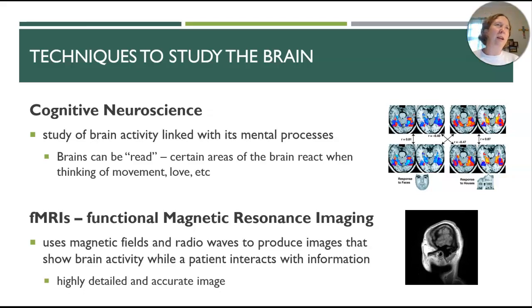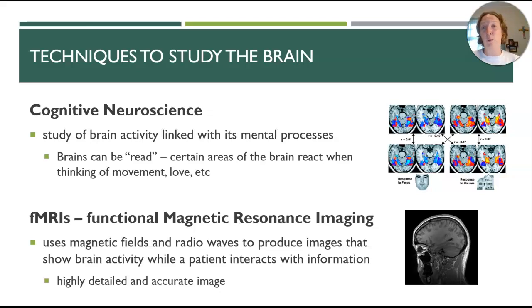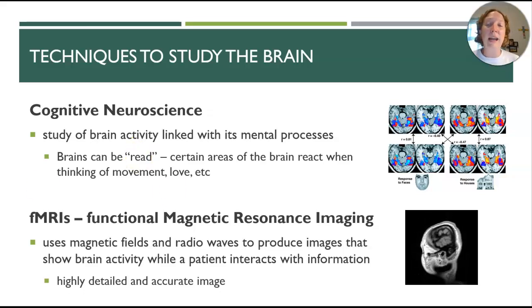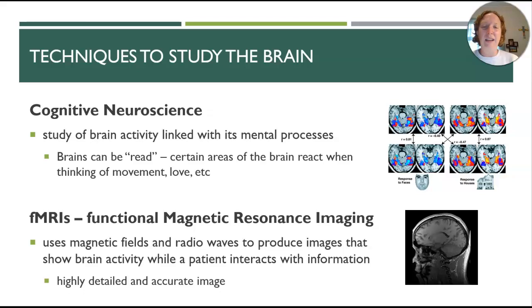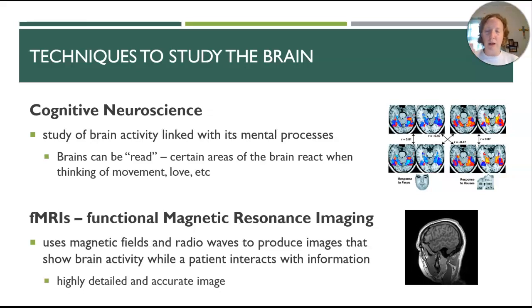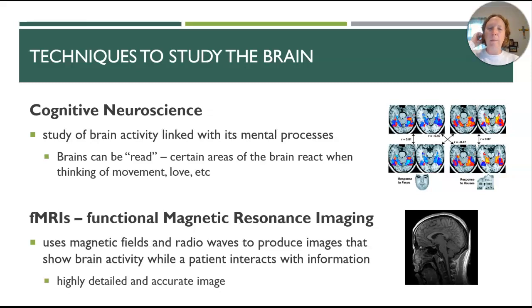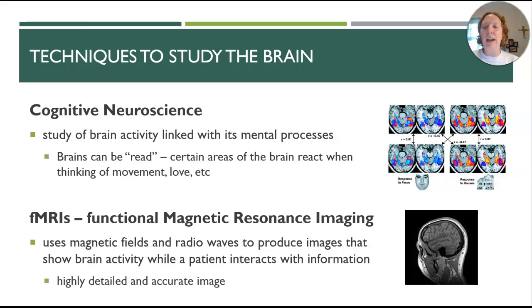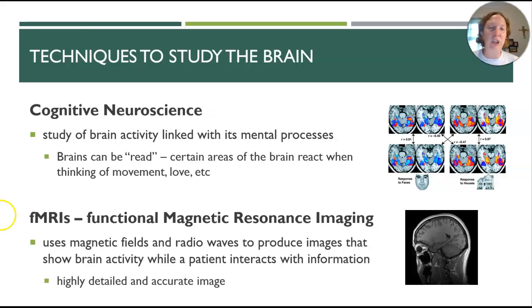So, we're going to just be responsible for knowing three different ways to study the brain. The first one is an fMRI. This is a functional magnetic resonance imaging. And you've probably heard of MRIs before. They can be done all over the body for different purposes. But when we're talking about the brain, an fMRI uses magnetic fields and radio waves to produce images that show brain activity while a patient interacts with information.